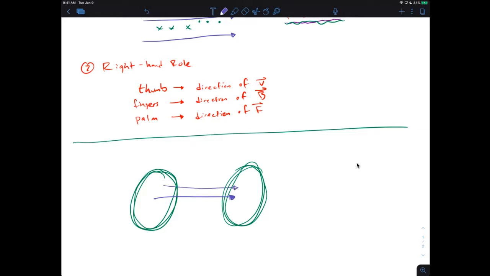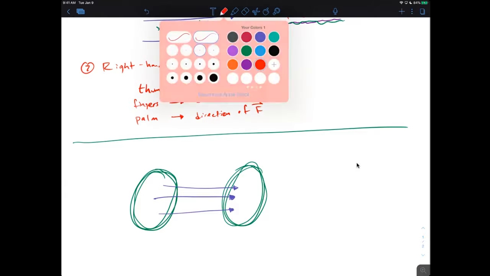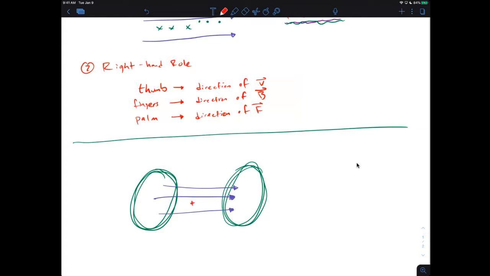So in this case, let's say we make a field like this. Now, we're going to put a particle in here and we're going to move it. When we do this, you're going to see something a little bit strange. So let's say I put my particle in here and I start moving it upwards.